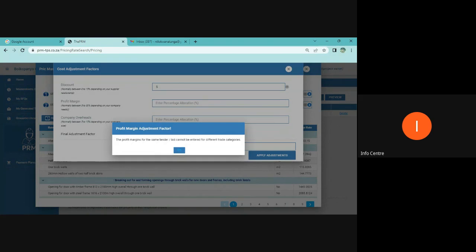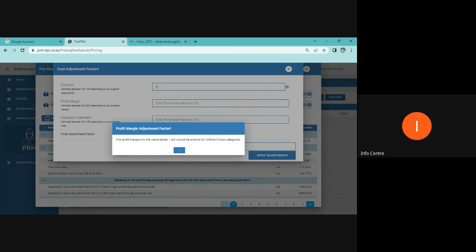The profit margin for the same tender or the bid cannot be entered for different trade categories. What does this mean? It simply means that in practice, in business, you cannot have the same profit margin in all different trades. If I am doing a school and I know as a company I'm good in carpentry, I'm good in concrete, and I'm good in civil works, and I know that I'm going to outsource electrical works and I'm going to outsource mechanical and fireworks, the profit margins for electrical and mechanical cannot be the same as the ones that I'm doing internally.